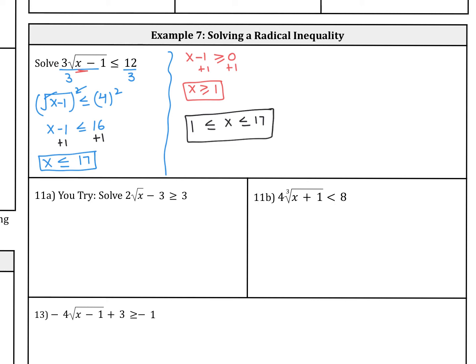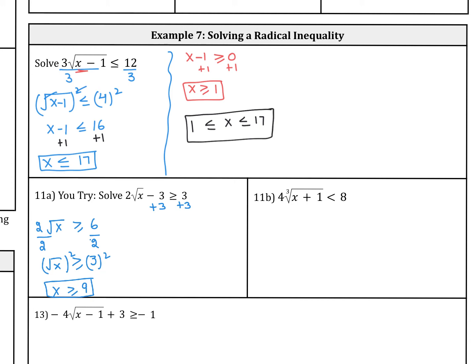For number 11, you're going to isolate the radical. So you add 3 on both sides, and you get 2 square root x greater than or equal to 6. Divide by 2 and you get square root of x greater than or equal to 3. Now you square both sides: x is greater than or equal to 9.